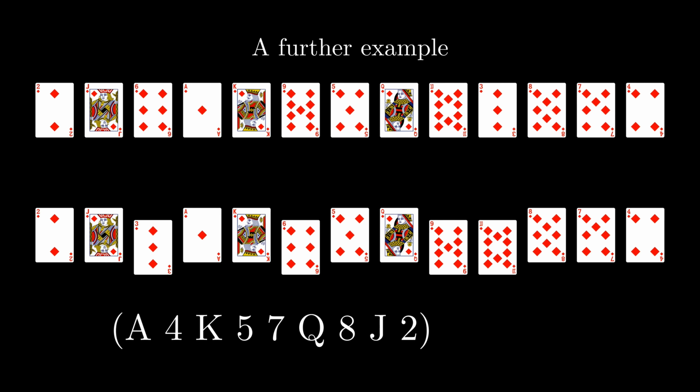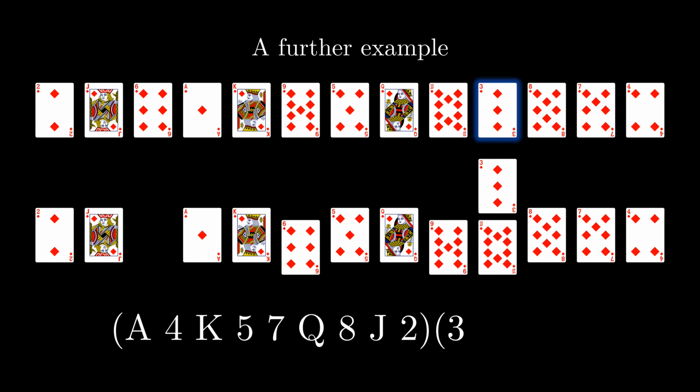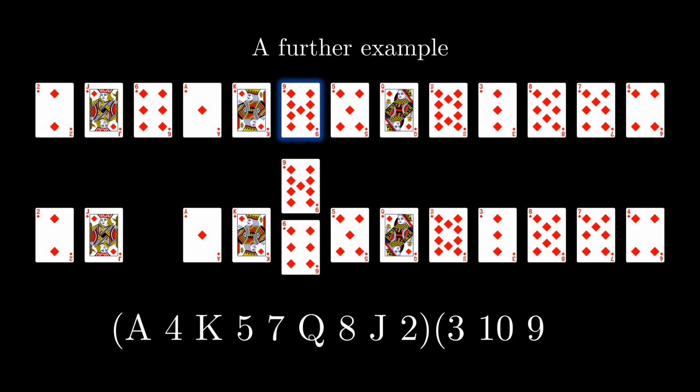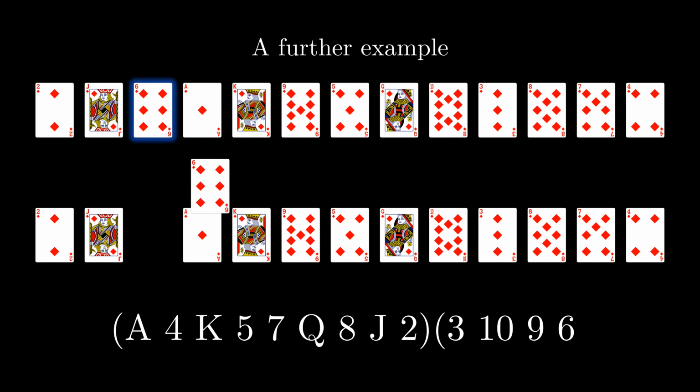Now, begin the next cycle. We'll start with the lowest available card, i.e. the lowest card we haven't moved yet, which in this case is the 3, which goes to 10, goes to 9, goes to 6, goes back to 3. Now all the cards have been used, so we're done. This shuffle has been converted to cycle notation.